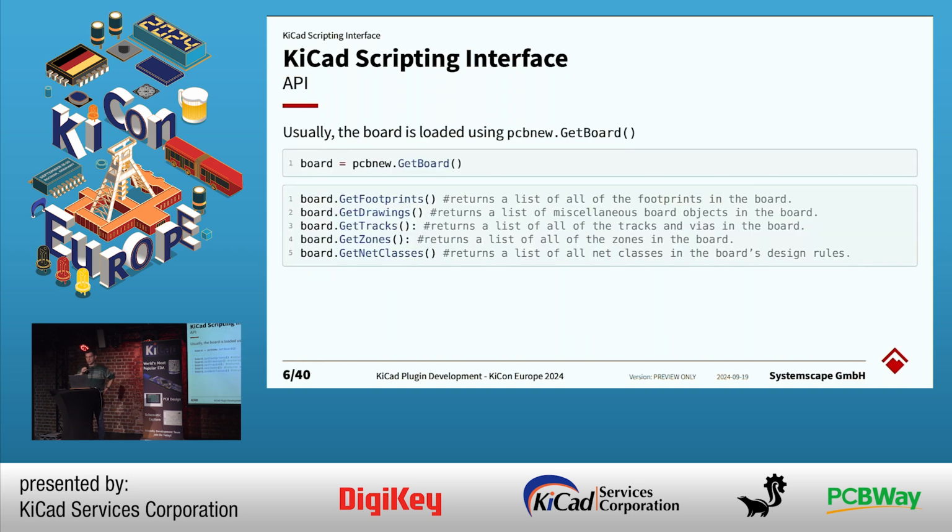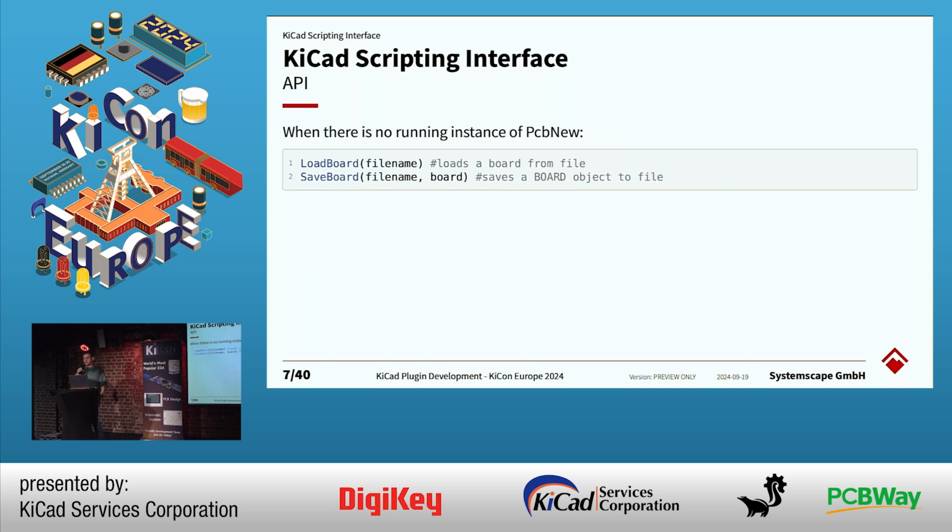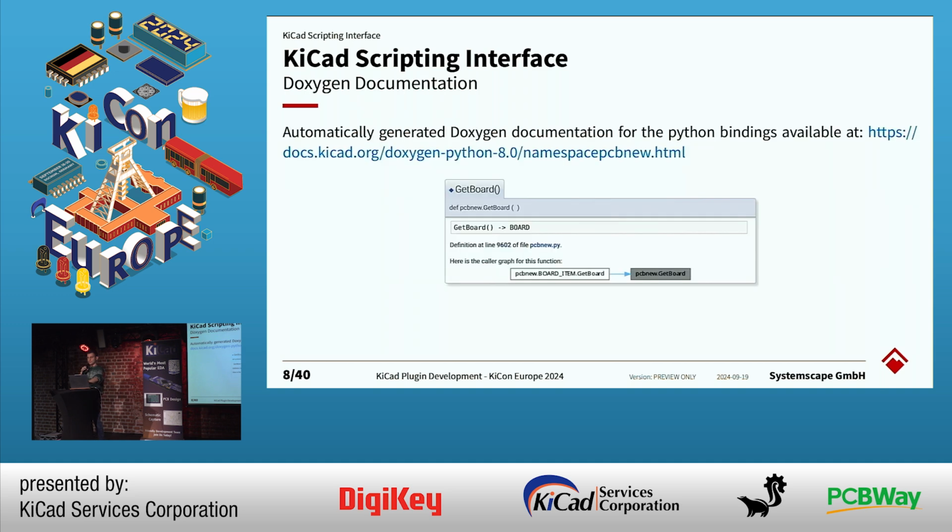So usually the board is loaded with pcbnew.GetBoard. You say import pcbnew, and then you have functions like GetFootprints, GetDrawings, GetTracks, and then you can call them and get their objects, or create new ones and add them to the board. If there's no running instance of pcbnew, you can load the file name like this, and you can also save the board again. And when you find yourself developing it, you might want to check the doxygen documentation, which is auto-generated from the Python bindings, and it's as useful as such documentation normally is.